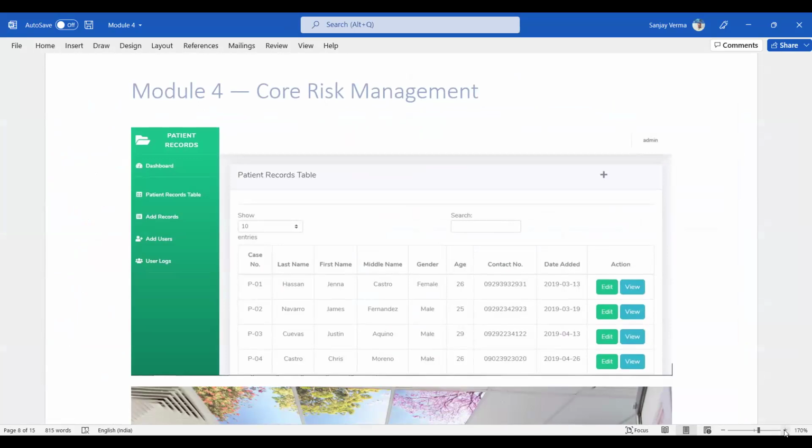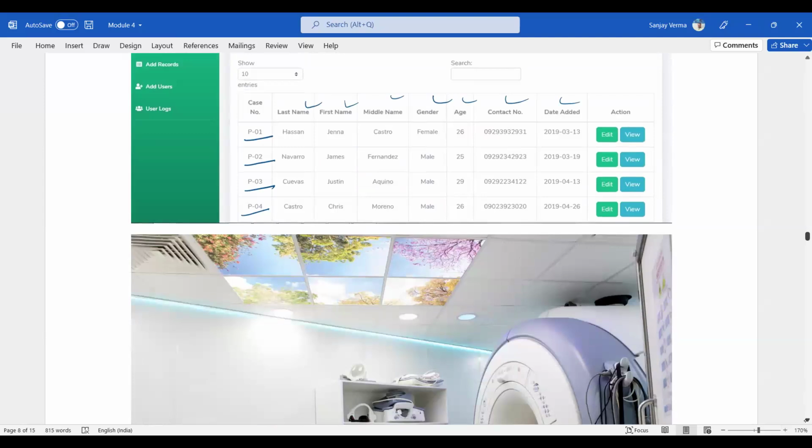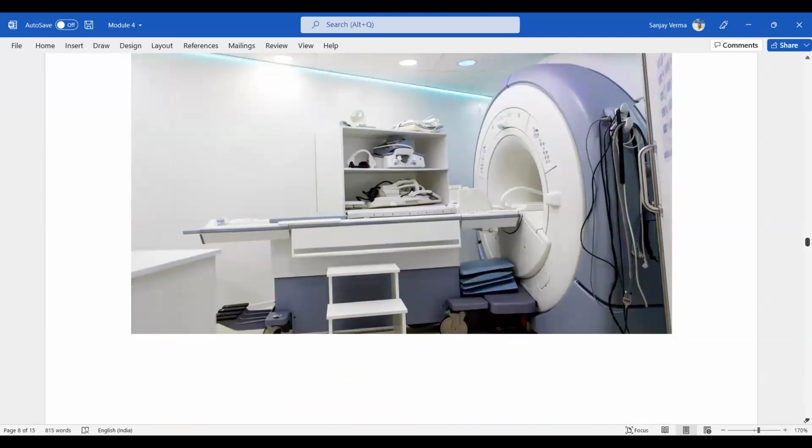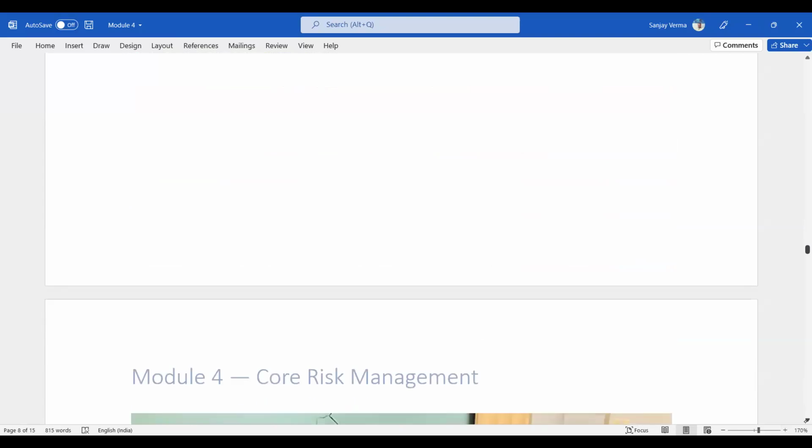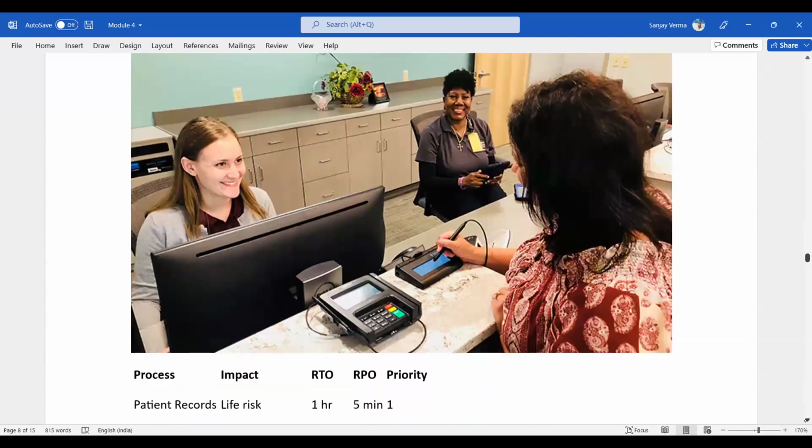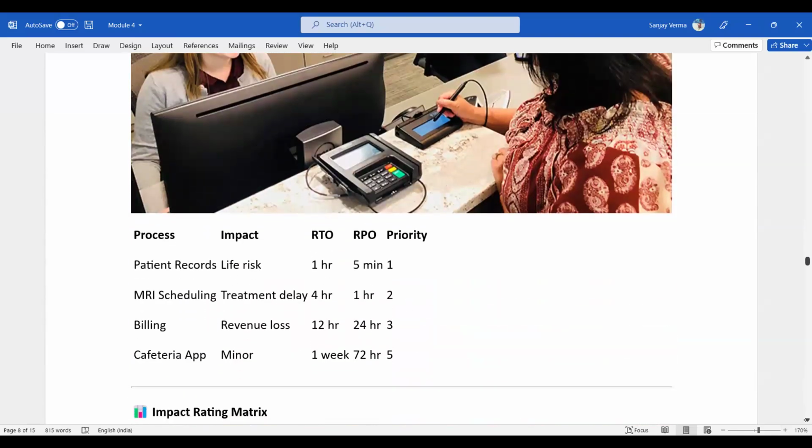Okay, perfect. So this is basically a patient record database where you have these cases like patient number one, patient number two, patient number three and four. Then you have the names, you have the first name, middle name, last name, you have gender, age, contact number, date added, actions like edit and view. Correct. This is the one database which we are talking about. This is their MRI machine, right? These are some of their other systems.